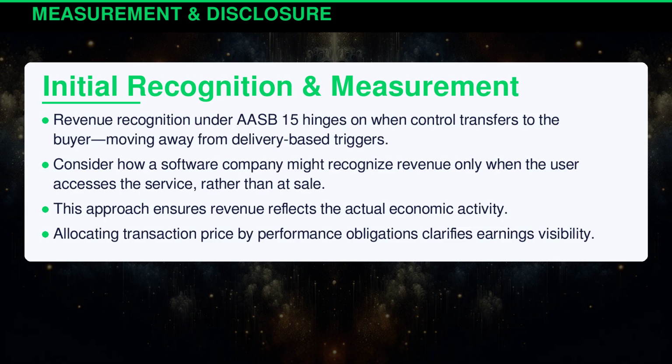Revenue recognition under AASB 15 hinges on when control transfers to the buyer, moving away from delivery-based triggers. Consider how a software company might recognize revenue only when the user accesses the service, rather than at sale. This approach ensures revenue reflects the actual economic activity. Allocating transaction price by performance obligations clarifies earnings visibility.